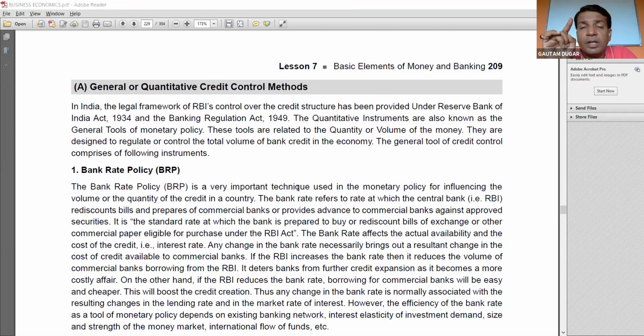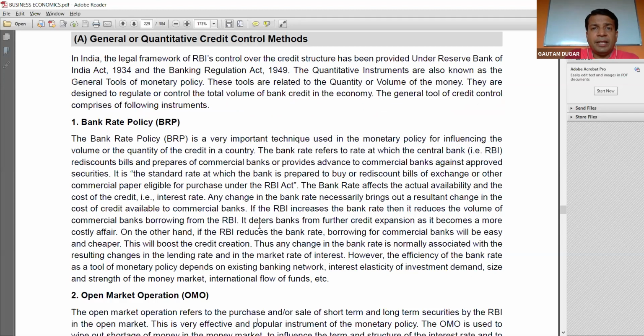In this category comes one which we already discussed, the changes in the reserve requirement. One is bank rate policy. What is bank rate? Bank rate is the rate at which the RBI rediscounts the commercial papers or the bills of exchange produced by the commercial banks. Whenever the commercial banks are in need of funds, they will go to the RBI with their commercial papers or bills of exchange and ask the RBI to rediscount them.